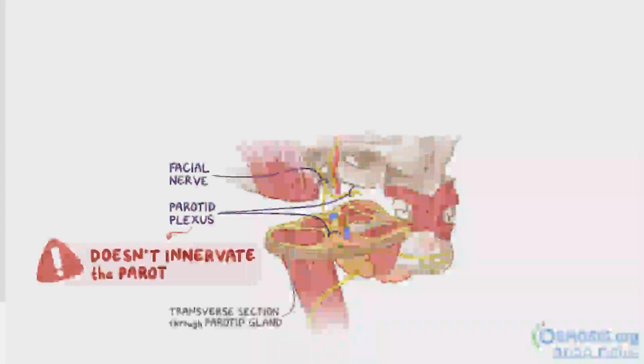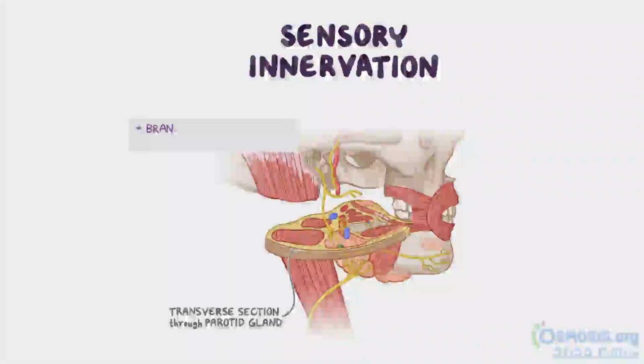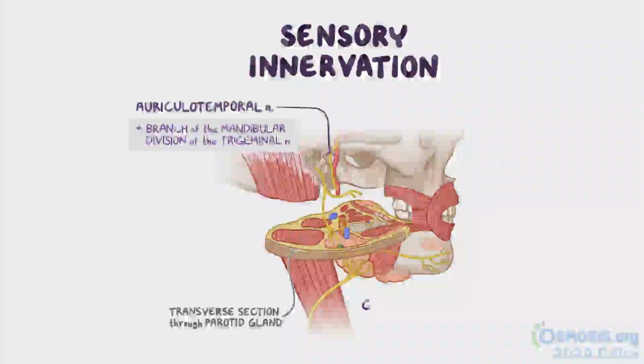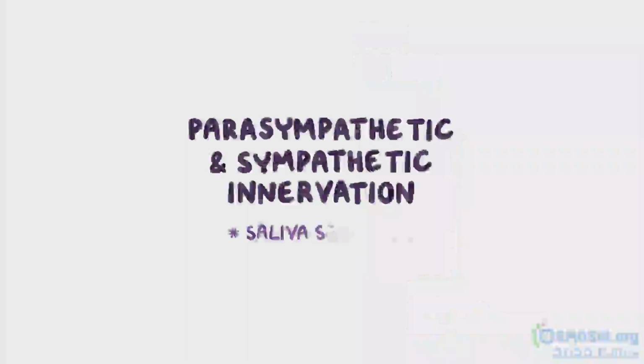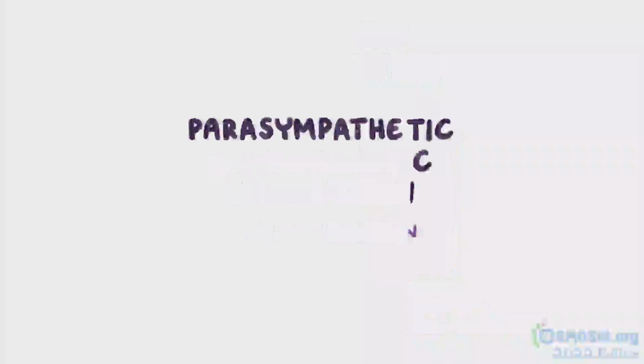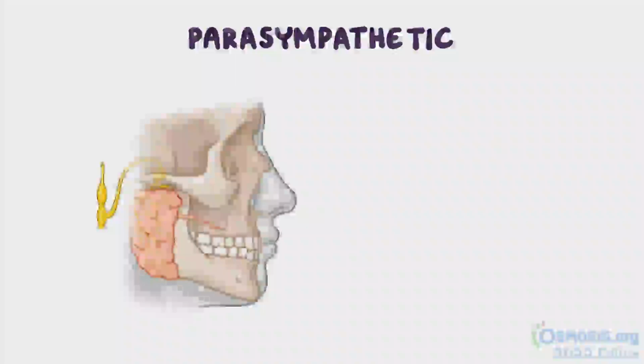Now, regarding nerve supply, we've mentioned that the parotid plexus formed by the facial nerve doesn't innervate the parotid gland. Instead, sensory innervation is provided by a branch of the mandibular division of the trigeminal nerve called the auriculotemporal nerve, and the great auricular nerve, which is a branch of the cervical plexus. Like all glands, the parotid gland also needs parasympathetic and sympathetic innervation to ensure adequate saliva secretion. For the parotid gland, the stimulatory parasympathetic fibers are from the glossopharyngeal nerve.